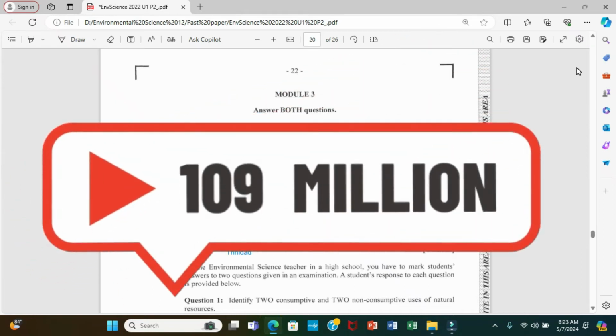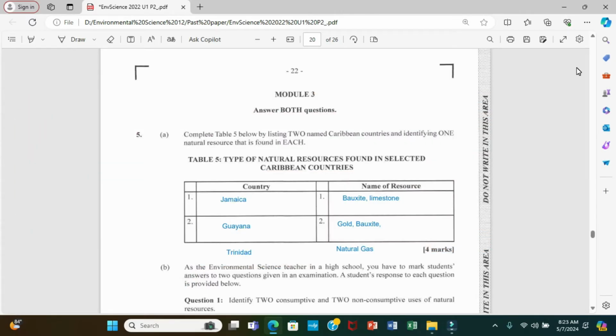Now this is the 2022 environmental science past paper module 3, just completing the paper.